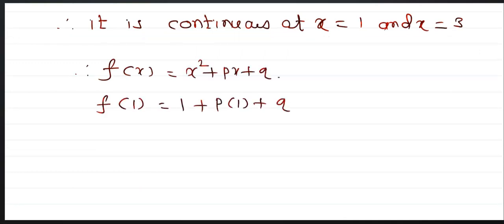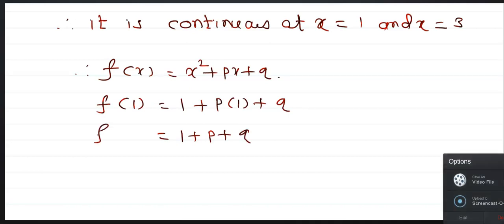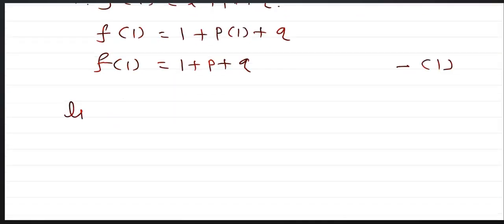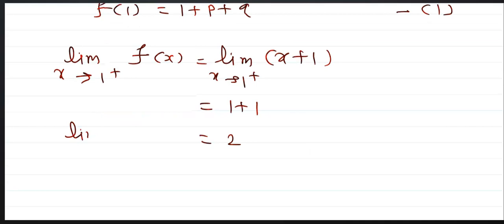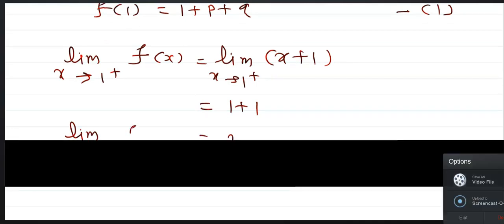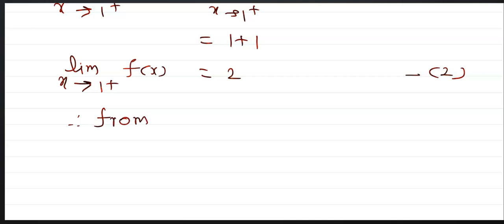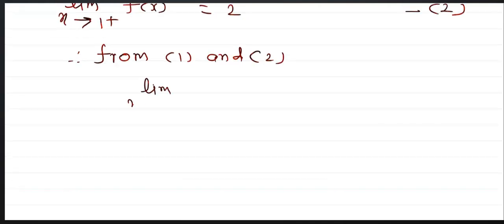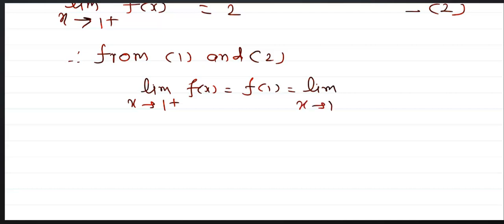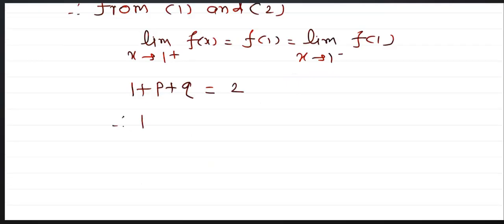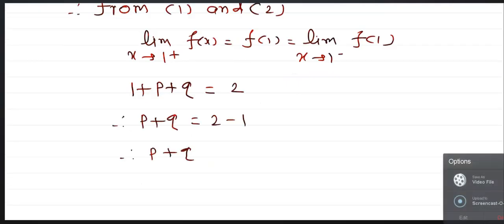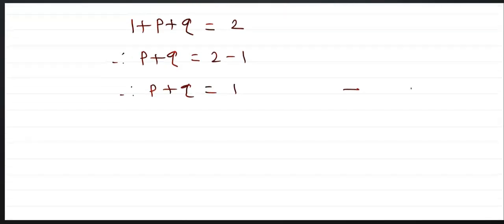Therefore, f of x is equal to x square plus px plus q. We will find out its value. What's its value? The value f of 1 is equal to 1 plus p plus q. This is the value. Now the right hand side limit: x tends to 1, x plus 1 is equal to 2. And the next is the left hand side limit. Therefore, from 1 and 2, because the given function is continuous, it is not necessary to find the left hand side limit again. That is, 1 plus p plus q is equal to 2. Therefore, p plus q is equal to 1. This is equation 3.